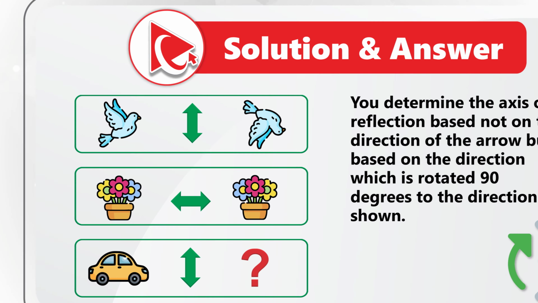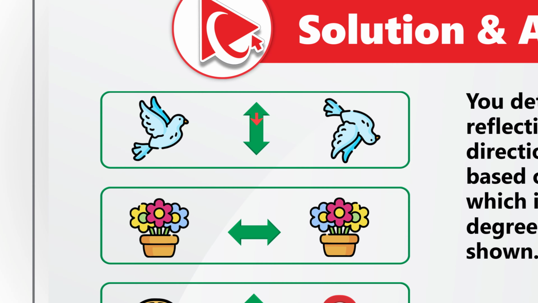Because the direction of the first arrow in the first row goes from top to bottom, the pigeon actually is reflected horizontally, not vertically. And to get to the correct answer, you need to rotate the pigeon 180 degrees. Let's look at the second object.